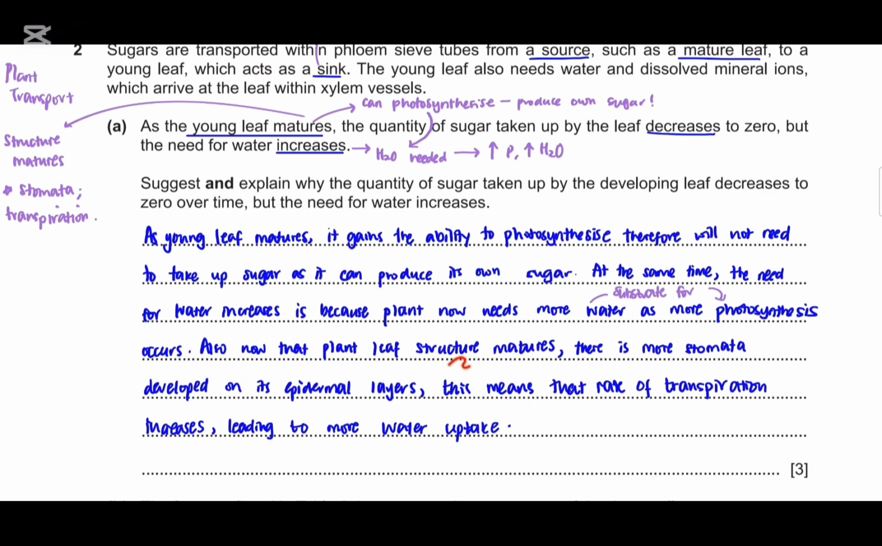Also know that the plant leaf structure has matured. There are going to be more stomata available in its epidermal layer. That means the rate of transpiration, which is the loss of water vapor through the stomata, increases, which leads to even more water uptake to replace the water that has been lost.